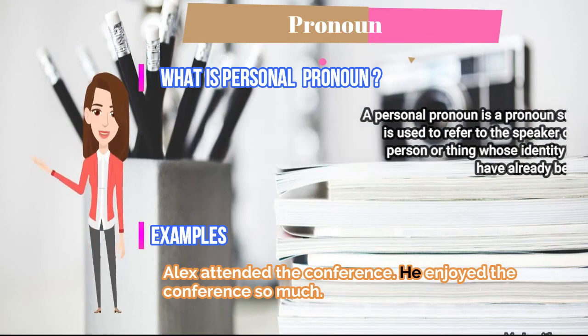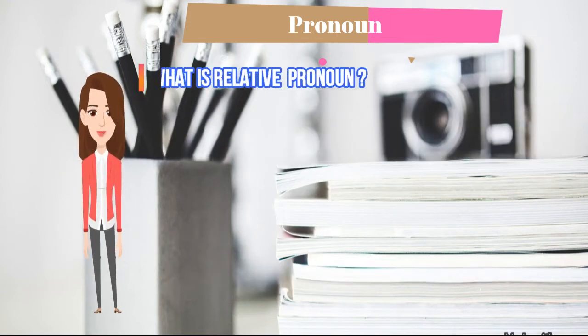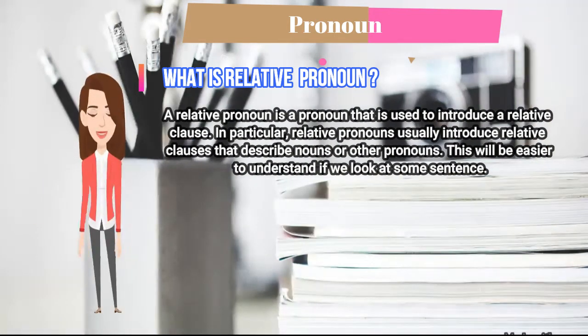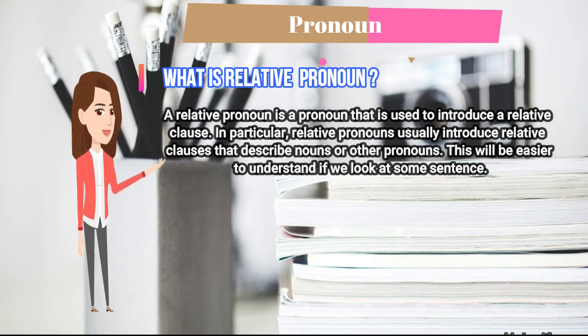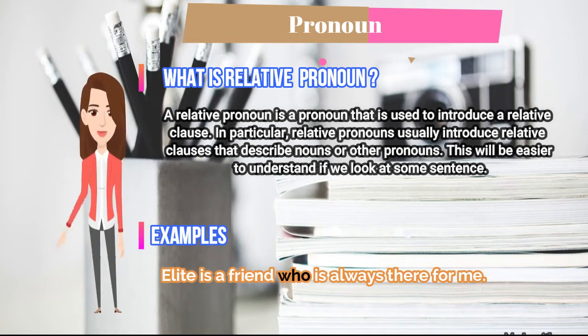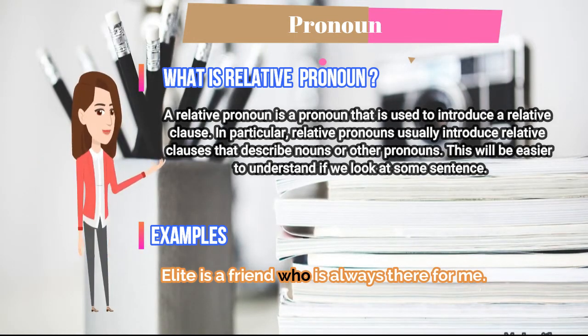Now let me explain. What is a relative pronoun? A relative pronoun is a pronoun that is used to introduce a relative clause. In particular, relative pronouns usually introduce relative clauses that describe nouns or other pronouns. This will be easier to understand if we look at some sentences. Elite is a friend who is always there for me. In this sentence, the relative pronoun "who" introduces a dependent clause that modifies the noun "friend."